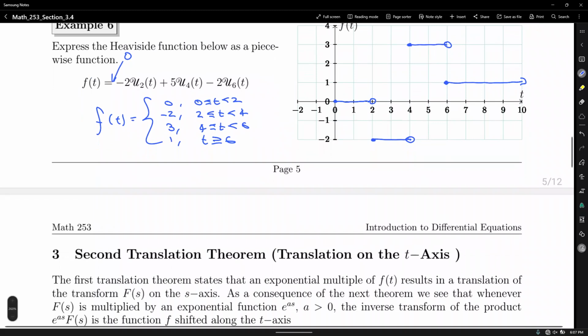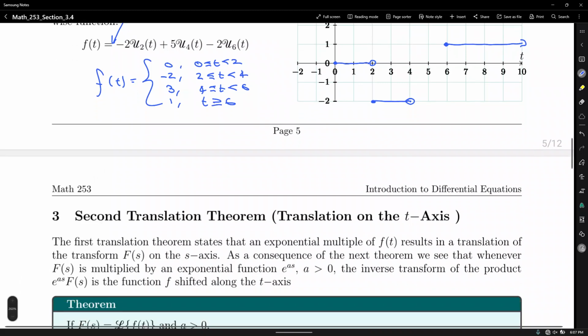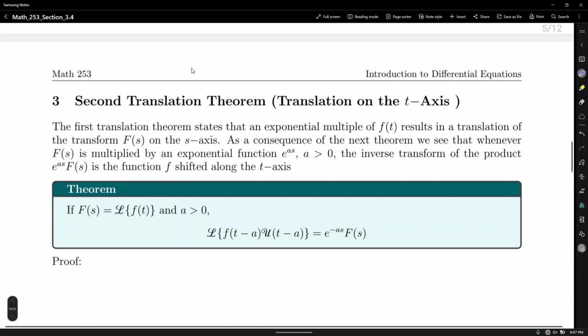But the functions I just showed you here are fairly simple, just to get the hang of it. Let's generalize this, because what if our piecewise function is no longer as nice as this one with all horizontal lines? What if you had, say, a trigonometric function and then a horizontal line, maybe then a cubic, maybe a decaying exponential? How do we work with those? That's what the second translation theorem is about. In this case, that is what we call a translation on the t-axis, as opposed to the previous theorem, which was the translation on the s-axis.